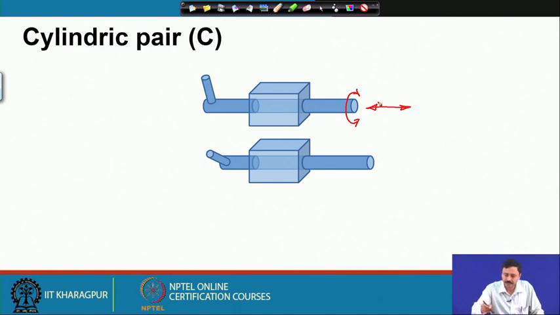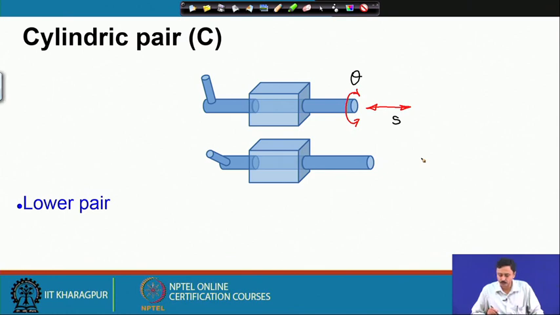So, you can make a guess. Again, it has got area contact between the block and the cylinder. So, therefore, this is a lower pair, lower kinematic pair. It allows two motions. One is the translation, the other is the rotation. So, I can have the sliding and I can have the angle. So, this has two pair variables.